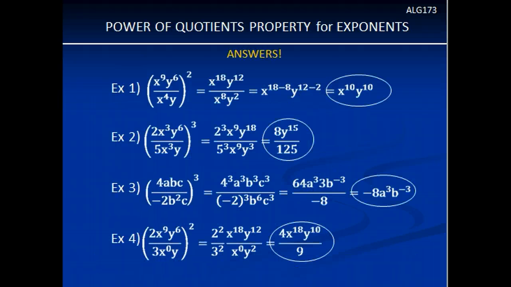Okay, here are the answers. Do not be alarmed. Step through each problem, and if you didn't get the right answer, see where you made your biggest mistake. Here, like I said, it's negative 2 to the 3rd power, which means we have a negative 8 on the bottom. Here, we end up with a 64a to the 3rd times 3b to the negative 3.